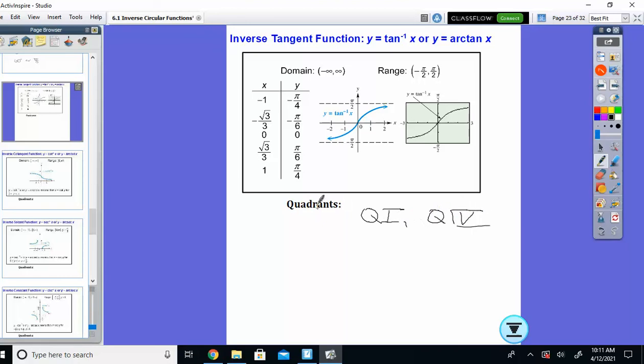So, domain and range you can write down. Like I said, I'm not testing you on that part. What you really, really need to know is your quadrants. It's 1 and 4, just like when we graphed it before. We always graphed it from negative pi over 2 to positive pi over 2. Cotangent, when we graphed it before, we went from 0 to pi, which was quadrants 1 and 2. So we're going to stick with those when we do the inverse.